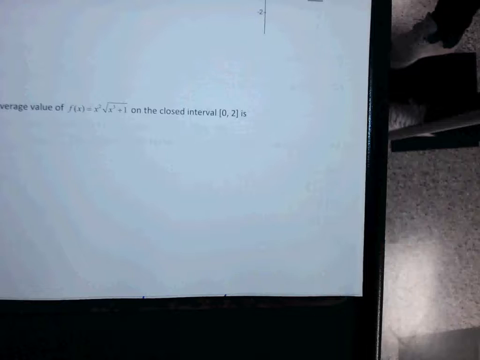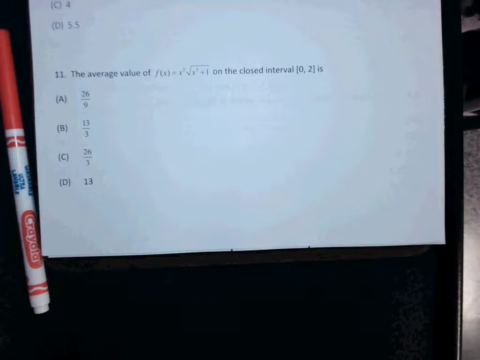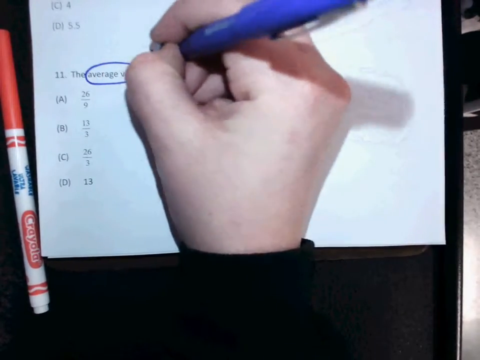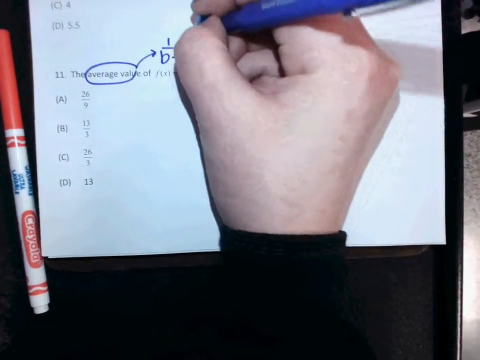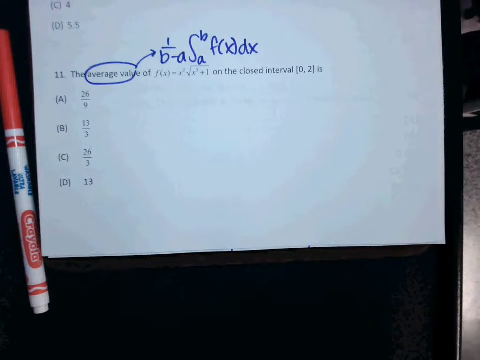Okay, you are asked to find the average value of x squared, square root x cubed plus 1. Okay, so how do you find, you just took a quiz over this, or test over this, how do you find average value? Okay, it's 1 over b minus a, integral a to b of f of x dx, right? It's a formula. Now, some of y'all on your test are leaving the a's and the b's in. Stop doing that. Use the a's and the b's here.